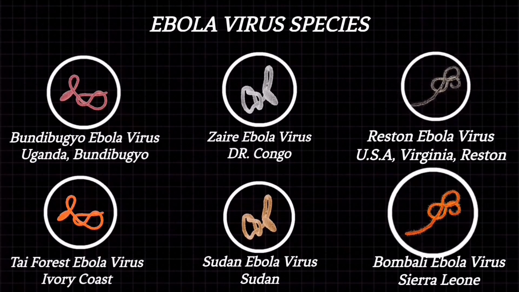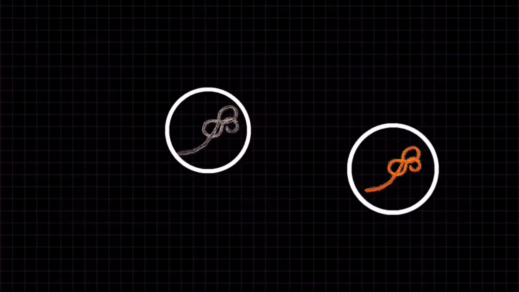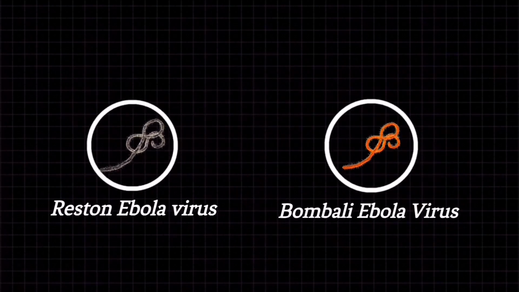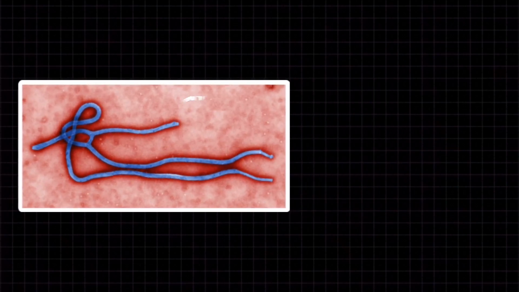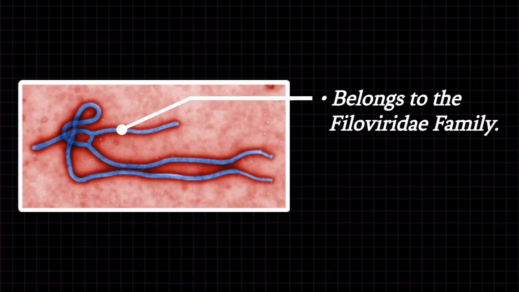2 of the 6 species, the Bombali and the Reston Ebola virus, are not known to cause disease in people. The Ebola virus is an extremely dangerous virus which belongs to the Pteropodidae family.